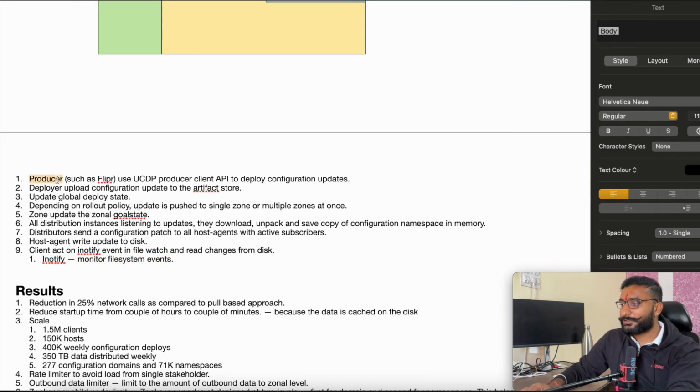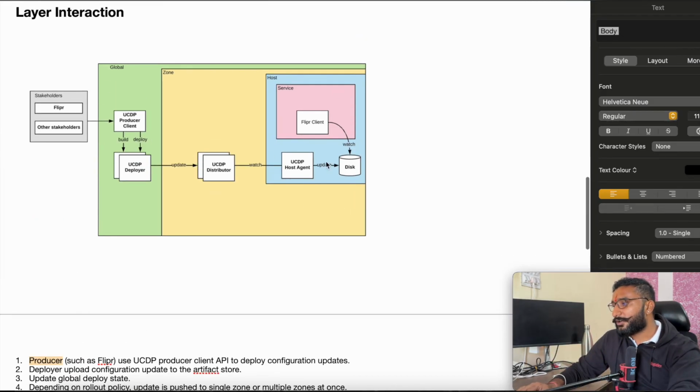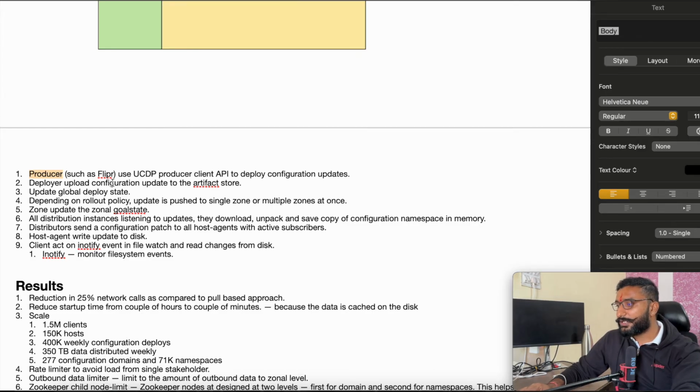So quickly summarizing whatever I said, they are written in the points. Producers such as Flipr use the UCDP producer client API to deploy the configuration updates. Great. Producer is responsible for deploying the configurations. We have the configurations at the UCDP system. Now we have to deploy these configurations to further hosts in the multiple zones, or whichever zones we have. Great. So the deployer uploads the configuration and updates the artifact store. Okay, great. Update global deploy state, responsible to identify how I am deploying these configurations. Zone updates the zonal goal state.